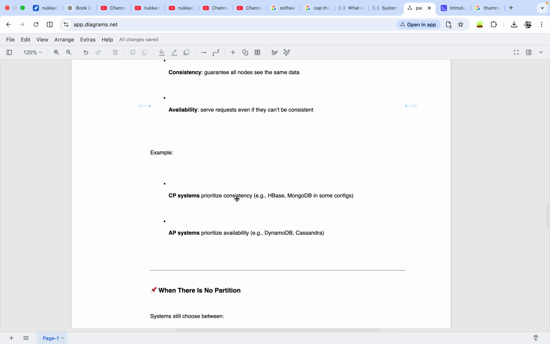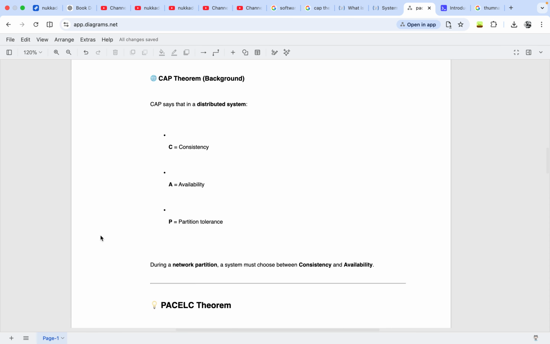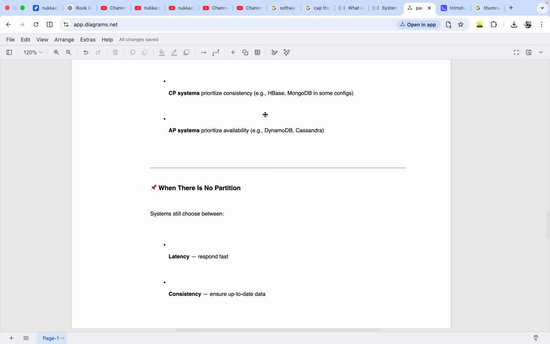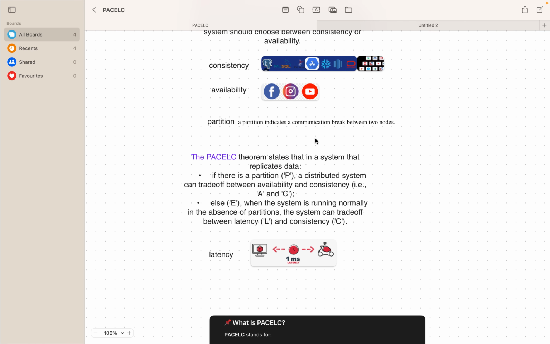Example, here you can see CP systems prioritize consistency, for example MongoDB and HBase, and AP systems prioritize availability, like DynamoDB, and you can see Cassandra here. Here you can see MySQL, Google Spanner, Oracle, and Apache Cassandra I missed, I think, right? So here it would be the consistency part, right?